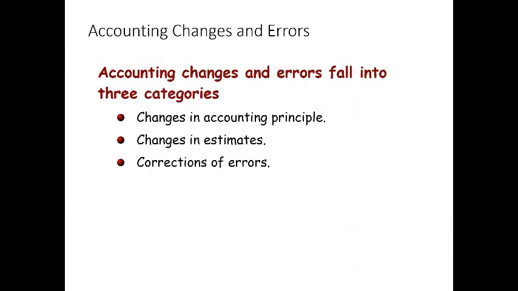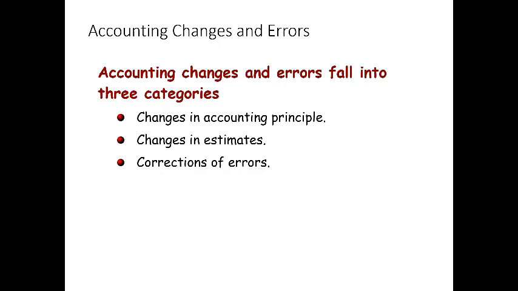All right. The next part of this video lecture is the accounting changes and errors section. And lastly, we'll finish off with other comprehensive income and comprehensive income. So there could be three different types of things that might happen that would result in a change or error to your reporting.